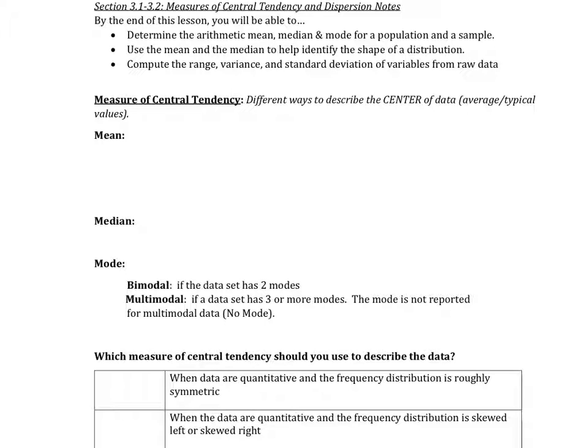So today we're going to be looking at different ways to measure the center of a data set, some measures of central tendency, and we're going to be looking at dispersion, how spread out data is. So measures of central tendency are different ways to describe the center of data, so like the average or typical values. There's three main measures of center that we use. The first is the mean, or the average.